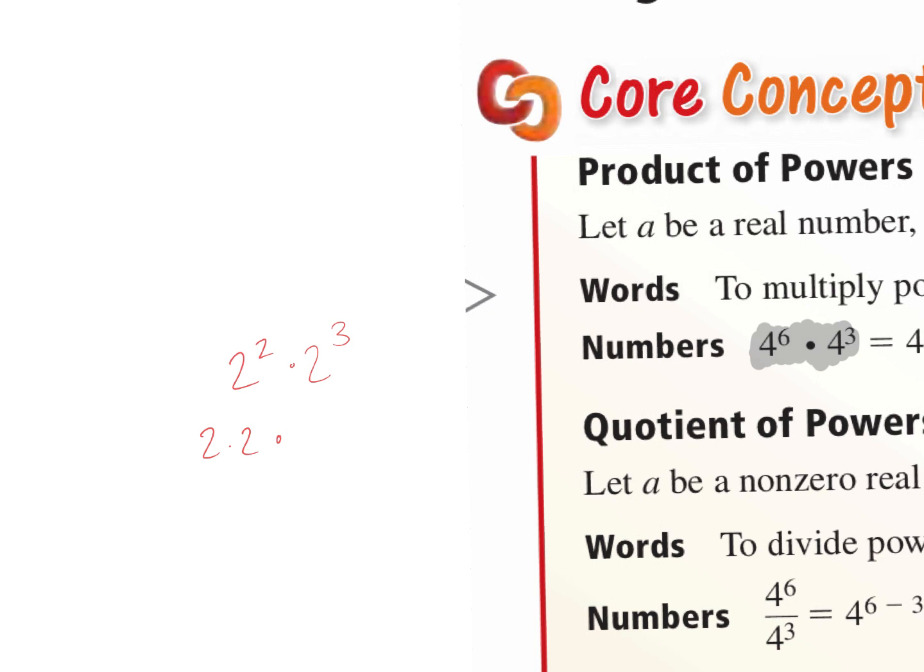What's 2 to the third power? 2 times 2 times 2, right? What is this the same as? Peter? 2 to the power of 5. So go back to the beginning. What did we do with the 2 and the 3? You added them together. Okay? So this is proven for you why this works. But it only works if our base is the same.